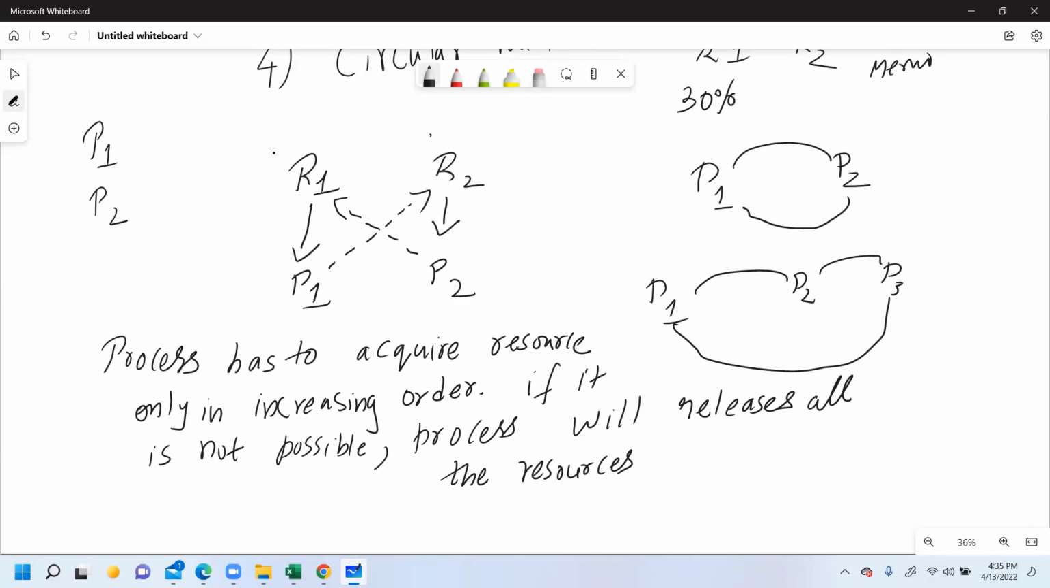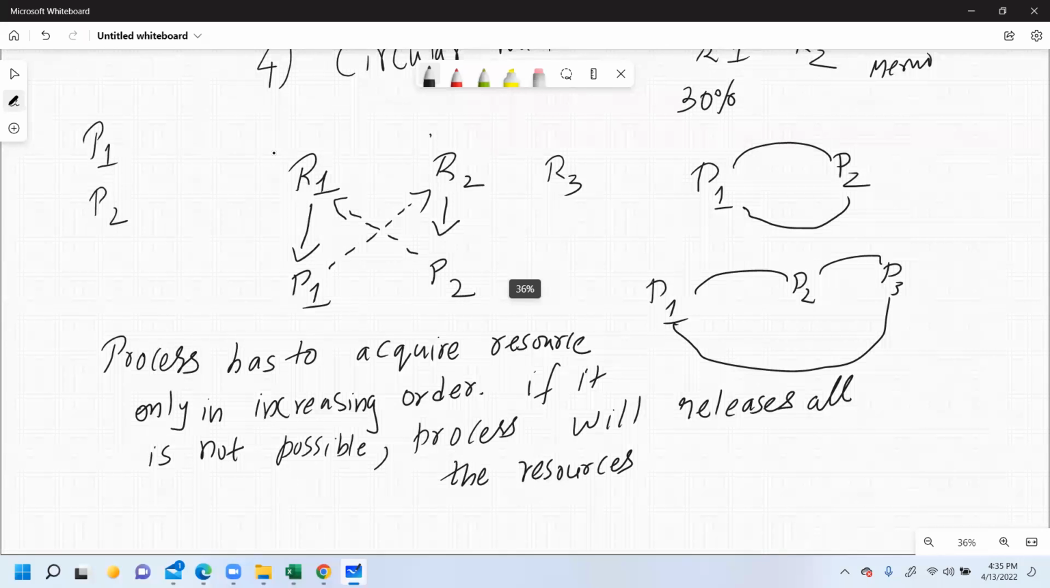But the resources are numbered here, R1, R2, in increasing order. So 1 is less than 2. Is that right? 1 is less than 2. So it can request resources in the increasing order, but it cannot request resources in the decreasing order. So here it acquired R2, and it is requesting R1. I'm telling you, all the resources are numbered here. So if they are numbered, it cannot request in decreasing order. R1 is actually less than R2. 1 is less than 2.